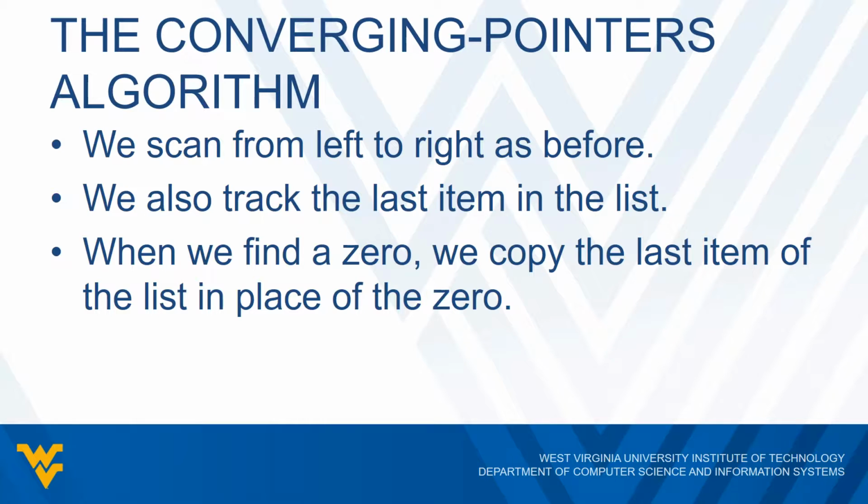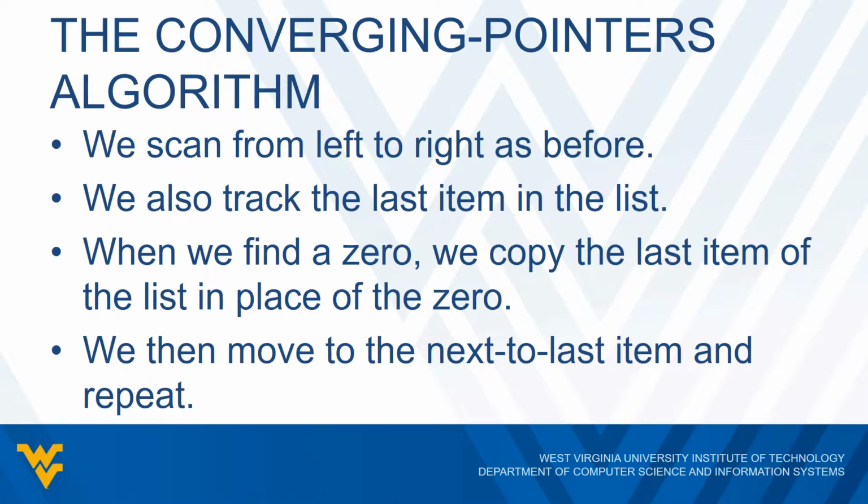So we're going to take the last item and put it wherever that zero is. It could be at the beginning, it could be at the middle, doesn't matter. We're just going to take the last item in the list and copy it there. And then we're going to move that pointer or that arrow that we're going to have at that last item and move it to the next to last item, and then we're going to repeat.